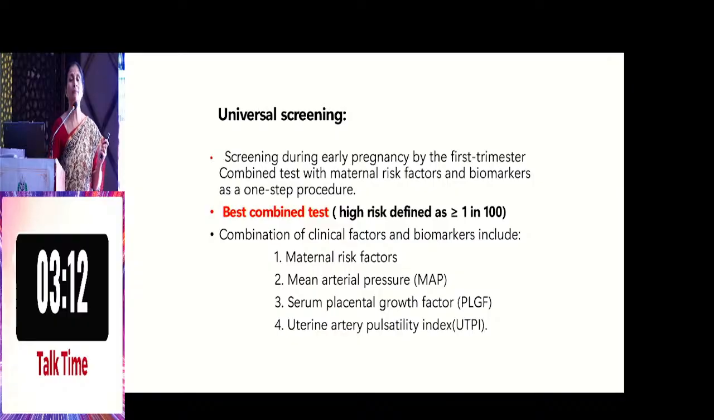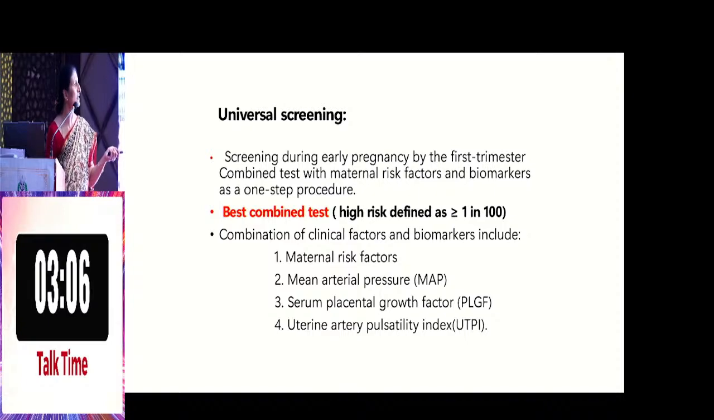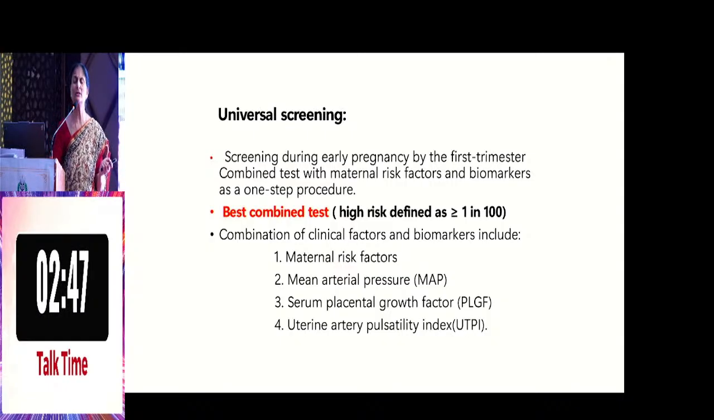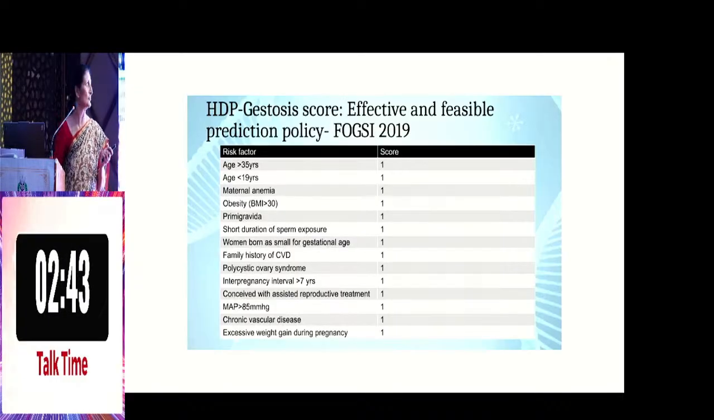So what can be done now is universal screening. Screening during early pregnancy by the first trimester combined test with maternal risk factors and biomarkers as a one-step procedure. Combination of clinical factors and biomarkers which include maternal risk factors, mean arterial pressure, PLGF, that is serum placental growth factor, and uterine artery pulsatility index. So these are few clinical, few by sonography and few by biochemistry.